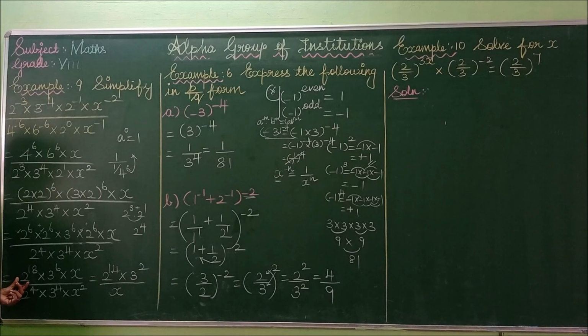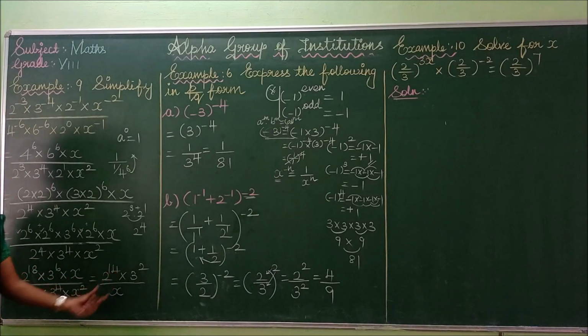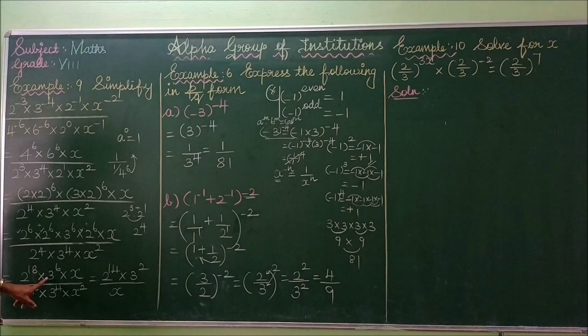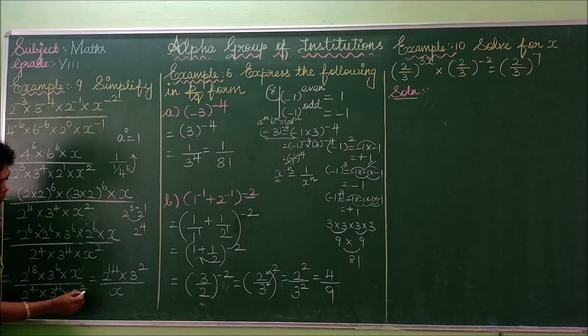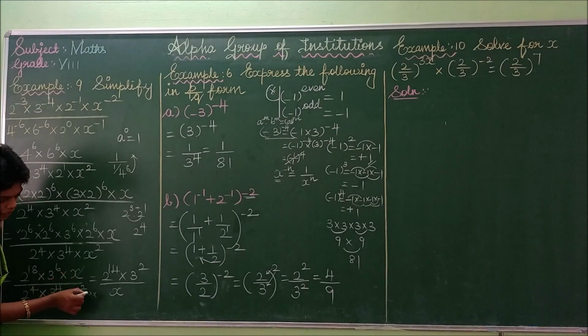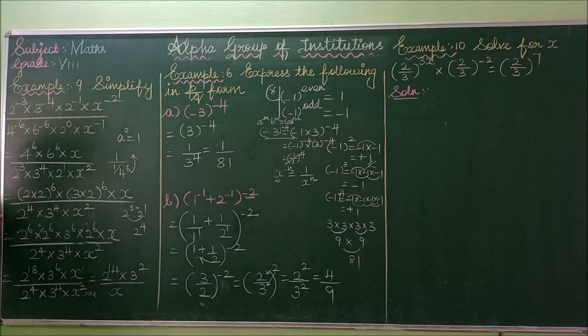What is the power for 2? 2 power 18, here 2 power 4. You have to subtract the powers. 18 minus 4 is what? 2 power 14. Good. Into 3 power 6, here in the denominator 3 power 4. Here you have to subtract the powers because both are in the same bases. 6 minus 4 is 2. So that's why I have written 3 square. So x and x get cancelled. So the remaining one x will be here. This can be represented as x into x. So if this x and this x get cancelled, the remaining one x will be here.